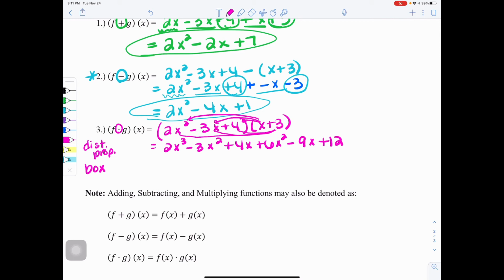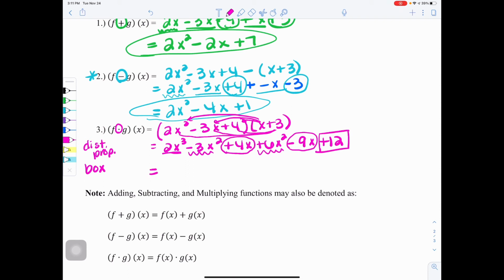Now I will find my like terms. I see 2x cubed, but I don't see any other x cubes. I have minus 3x squared and plus 6x squared. I have a 4x and a negative 9x. And then I have a number down here that I will box in that has no other like terms.